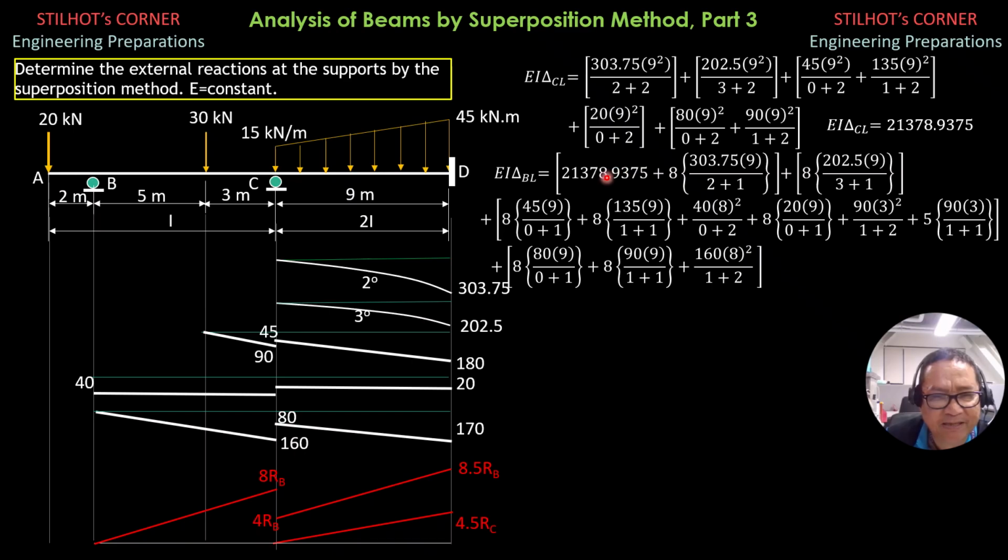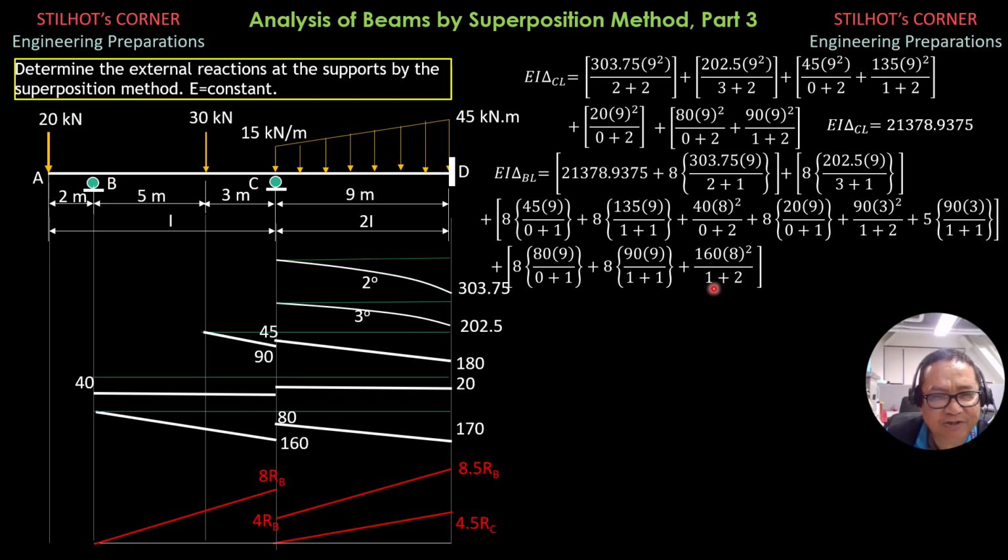Then plus for this loading here, slope only because we already evaluated the deflection in here. So for couple, 8 times 80, length 9 over 0 degree plus 1. Then for this first degree diagram, 170 minus 80 is 90. So 8 times 90 times 9 over first degree plus 1. And finally, for this loading, it is only due to deflection at B directly, and it is 160 times length 8 squared divided by first degree plus 2.